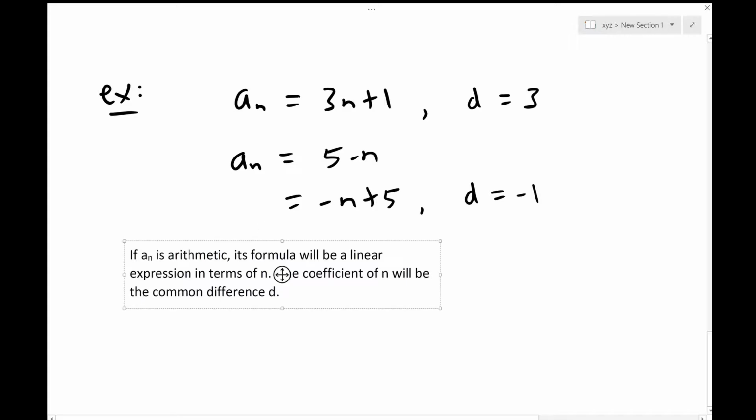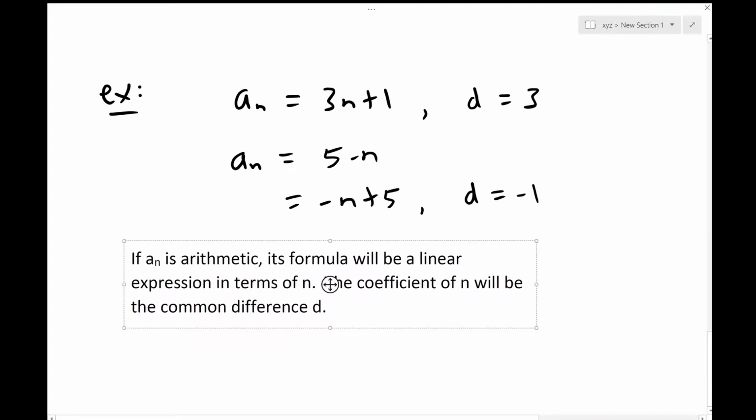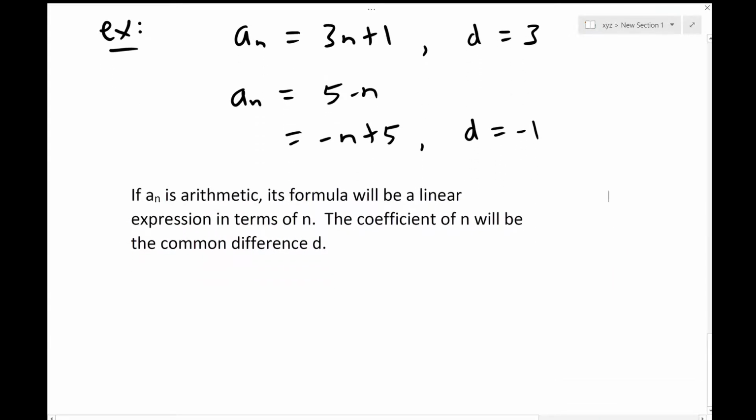What we say is that if a sub n is arithmetic, then its formula will be a linear expression in terms of n. The coefficient of n will be the common difference d. And when we say a linear expression, that just means that if we were to graph the equation, it would look like a straight line. So you can think of it in terms of slope and y-intercept if you want. But we just want to recognize when we have an arithmetic sequence and when we do not.